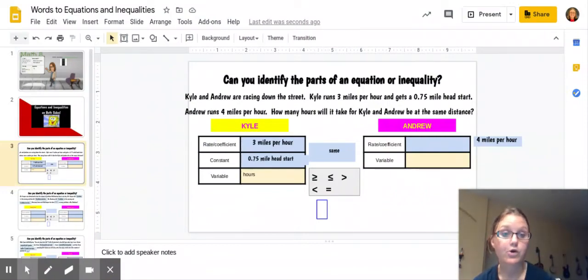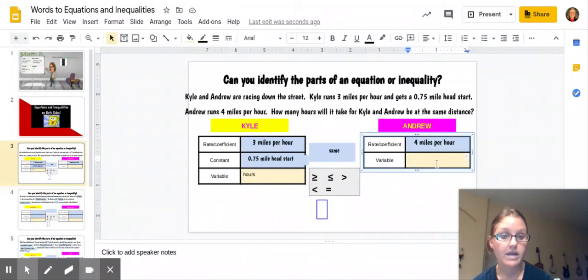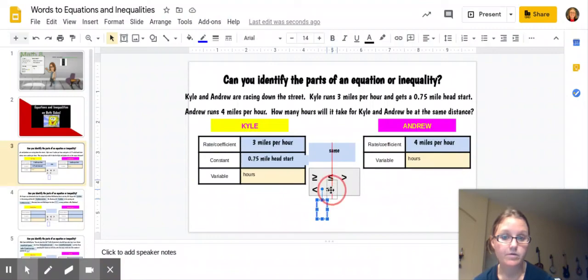Okay, let's go over to Andrew here. Andrew is 4 miles per hour. That is a rate, just like before, because we would multiply 4 by the amount of hours, which we don't know. That's what we would be solving for. So we don't know the hours, so that would be our missing, our unknown, or our variable, hours. Now I have to decide which of these signs I am going to use for this equation. Well, same means equal, so I am going to move this blue box over the equal sign.